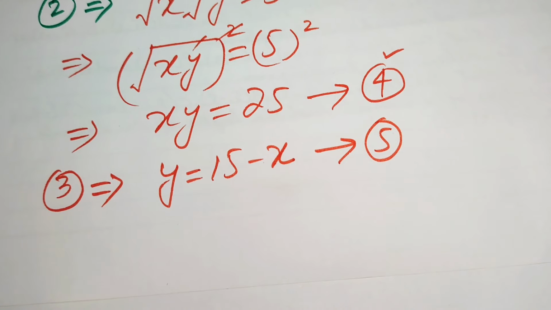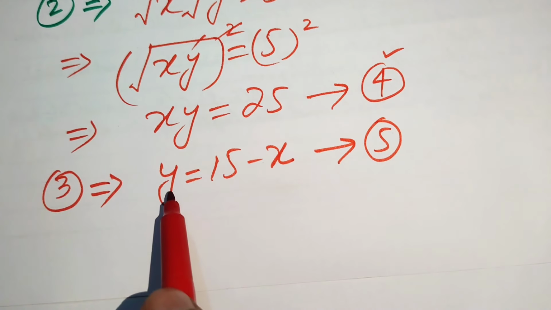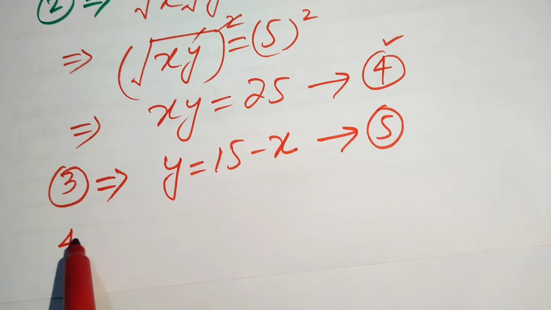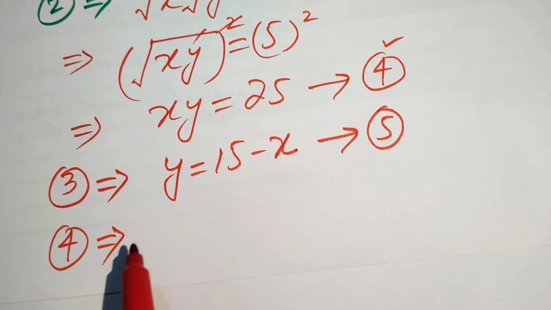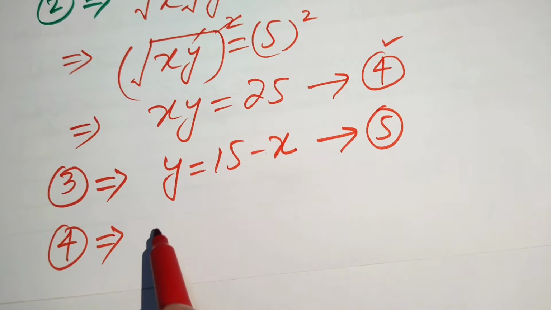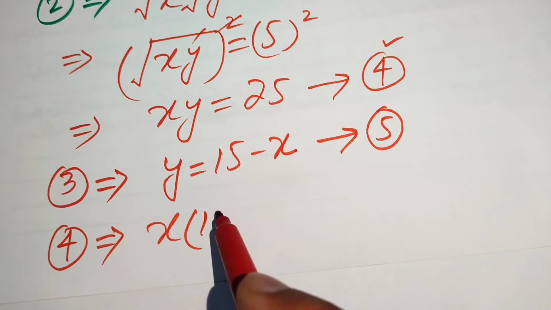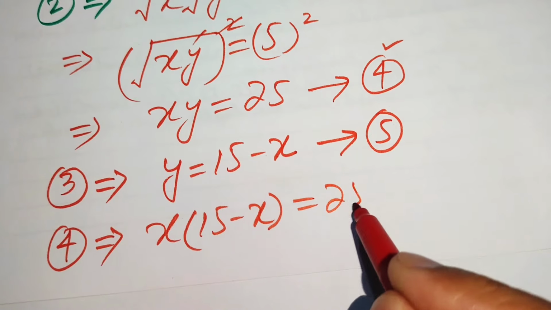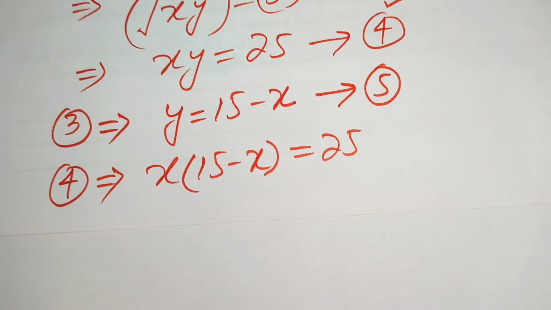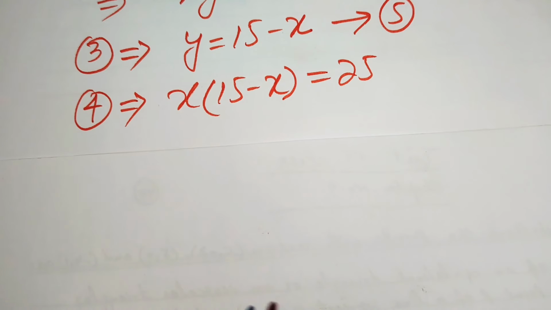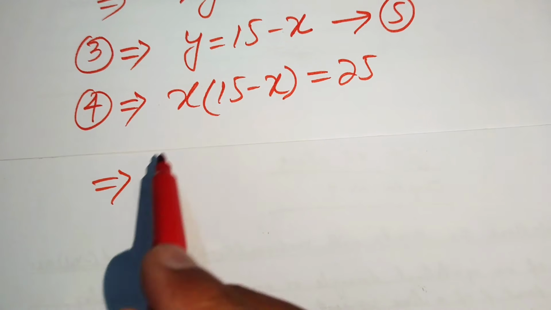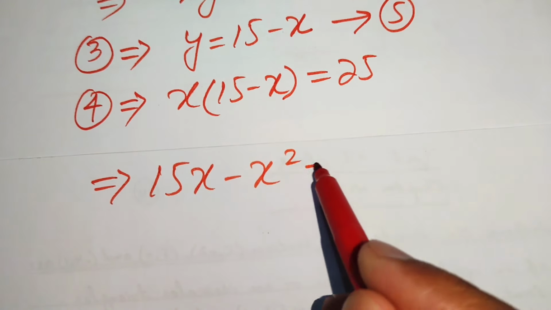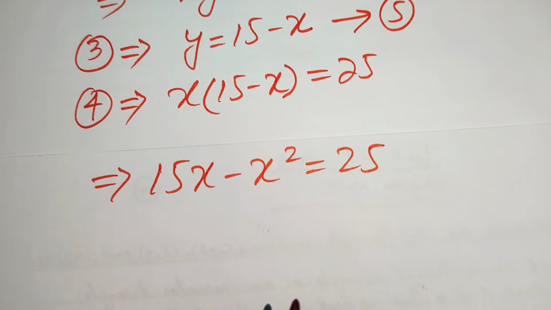So in order to find the values of x and y, we need to substitute this value of y in equation number 4, so that our equation number 4 implies that this is xy, and we have the value of y as 15 minus x, equals 25. So now in the next step we need to multiply this x on both terms, and it is written as 15x minus x square equals 25.